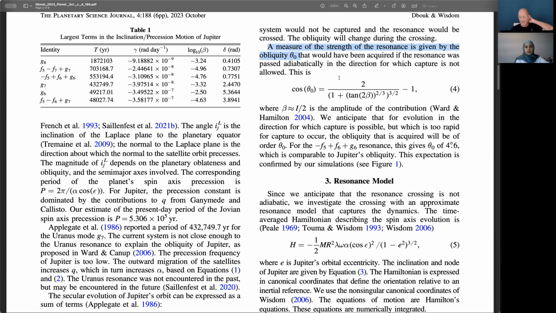Using this equation, it depends on beta, which is the strength of the resonance. All the beta values are found in table 1 for some of the resonances. And using the one that we believe is actually the one causing Jupiter's obliquity, we find that theta 0 is going to be 4.6 degrees. So this gives an order of magnitude which is close to the 3-degree obliquity of Jupiter, so we're going in the right way.